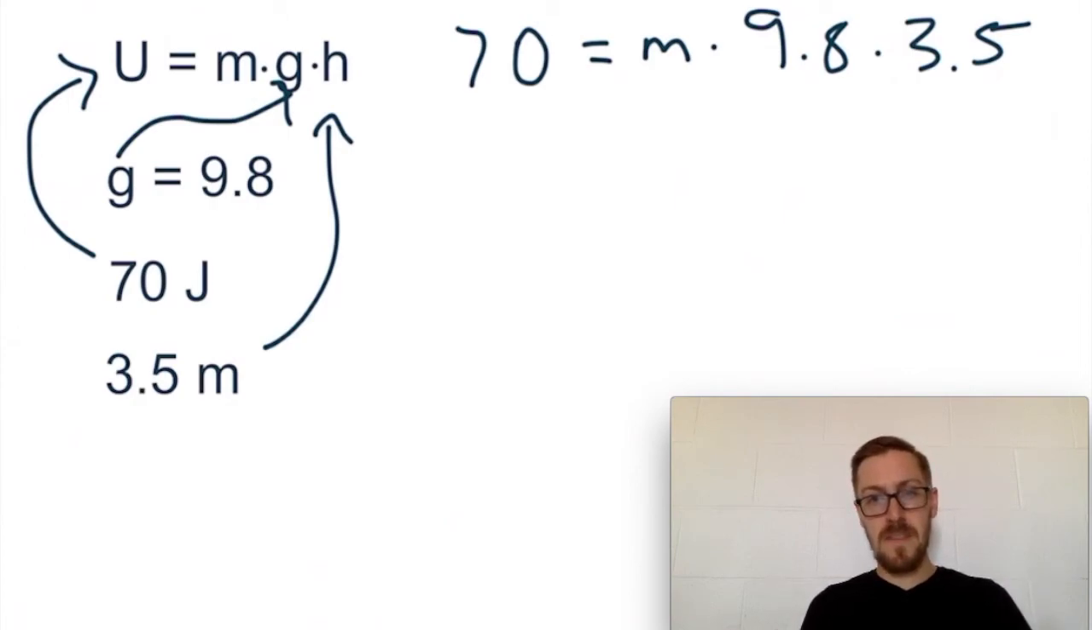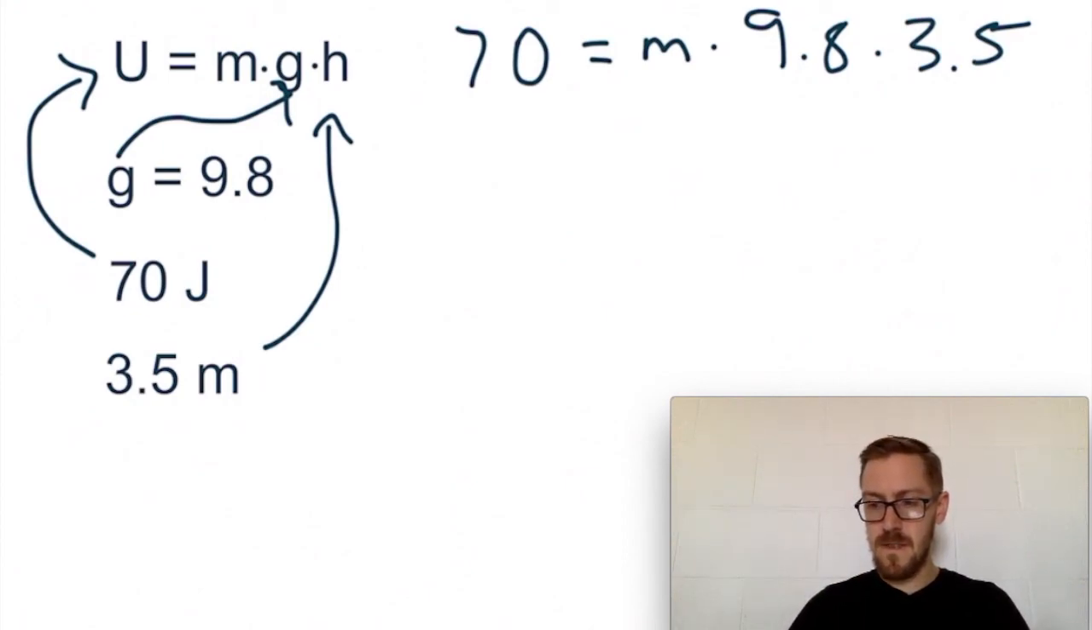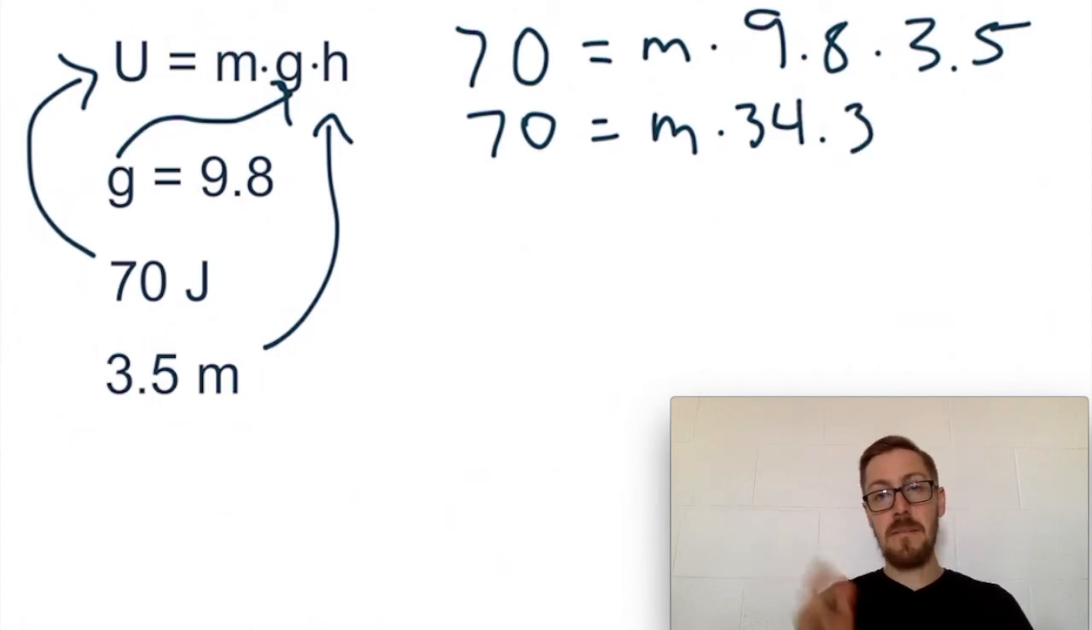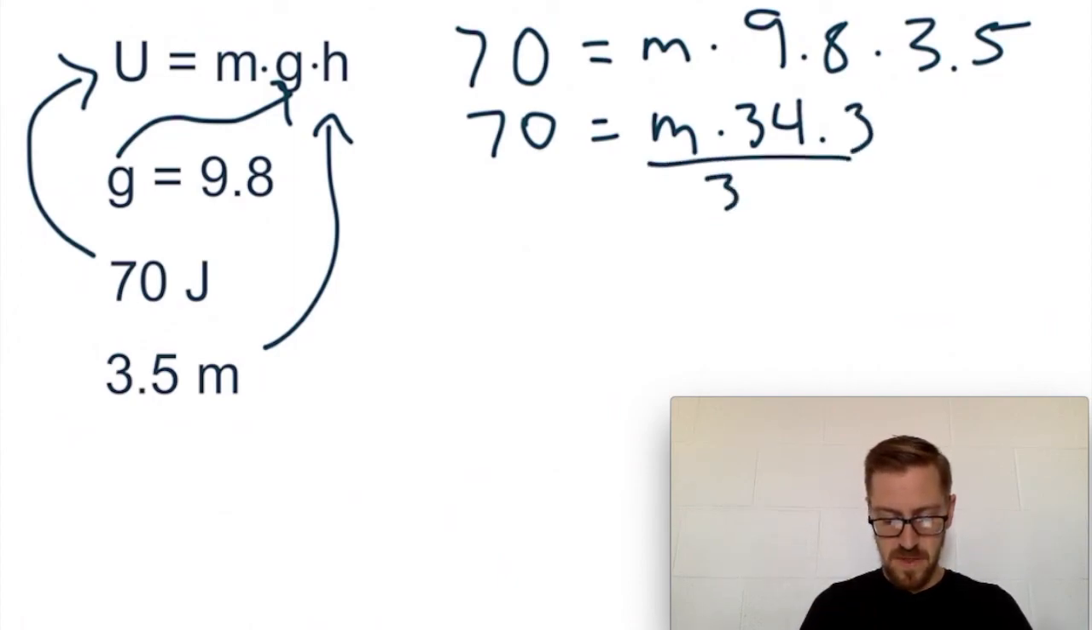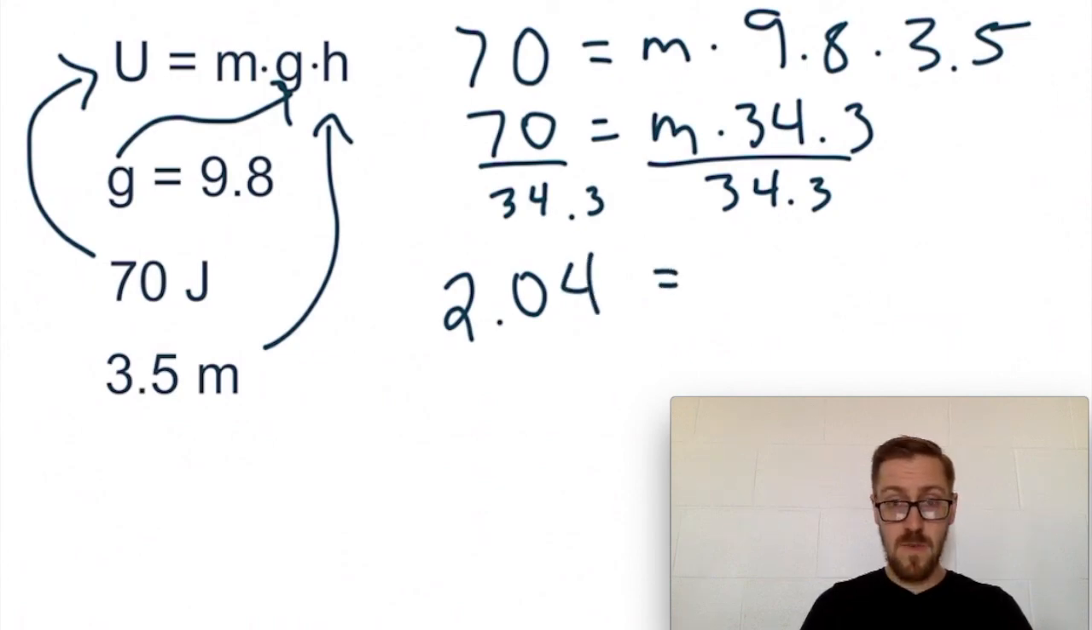And so I start by taking my 9.8 and my 3.5 and I combine those first. And I get 34.3. And then to get M by itself, I divide both sides by 34.3. And so I end up with 2.04 equals M. I just need a unit, and that unit is kilograms.